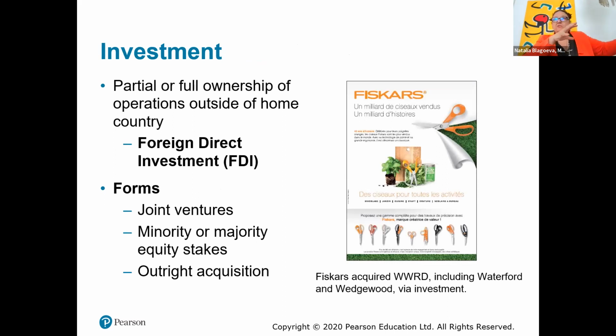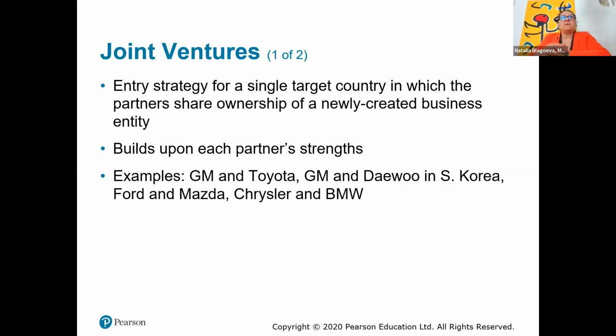Now, we finished with the forms where we are not really moving to the new country. We're just, through different forms of contractual relations, doing some activity. And here we're moving now to the case where we are indeed making an investment. When a foreign company makes an investment in another country, we call this foreign direct investment. Again, here we have certain forms: joint ventures, minority or majority equity stakes, and outright acquisition.